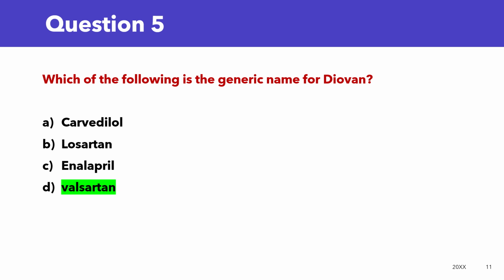Now let's take a look at the other options. A, carvedilol is the generic name for Coreg. Losartan is the generic name for Cozaar. Enalapril is the generic name for Vasotec.